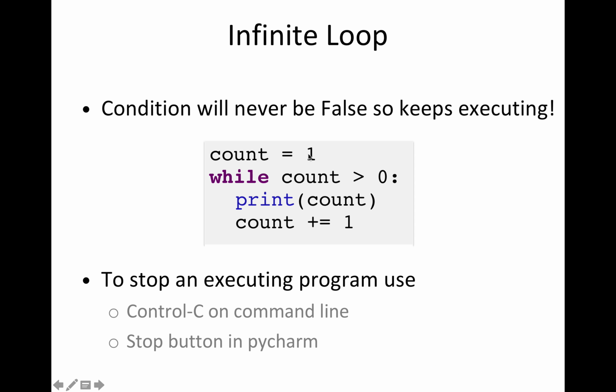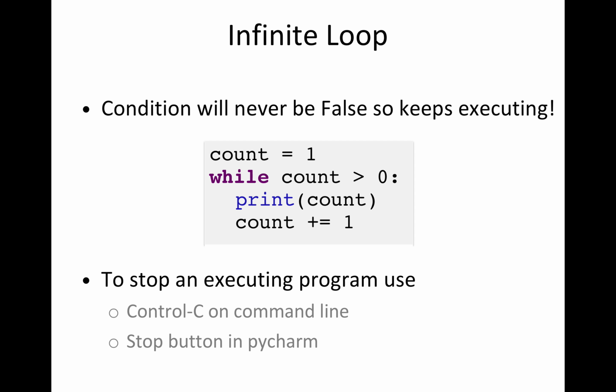So the problem is that our initial value of count is 1, and we have while count is greater than 0. Well, guess what? Our variable already meets the criteria for the condition for the loop to continue, and then we're increasing count by 1 every time. This would actually work if we were decreasing the value of count.